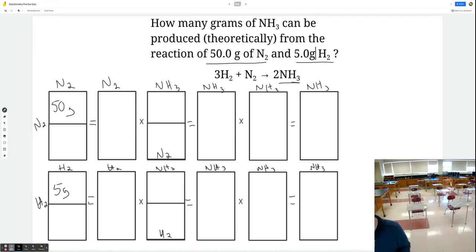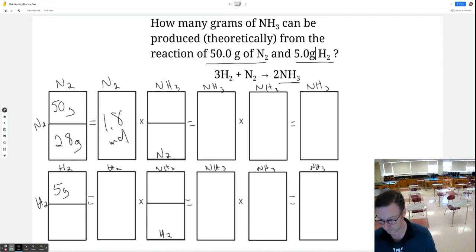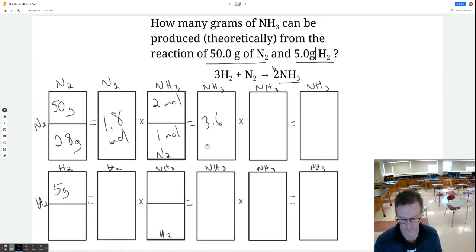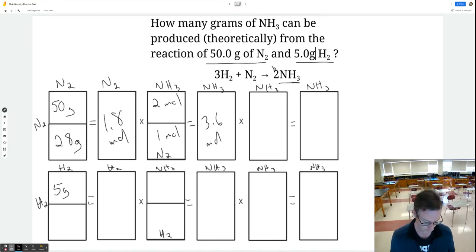All right, so grams of nitrogen gas. The molar mass of nitrogen is 28, which means we have roughly 1.8 rounded moles of nitrogen. The coefficients here, the coefficient of NH3 is 2. The coefficient of nitrogen is 1 mole. Okay, so 1.8 times 2 over 1, 3.6 moles. Okay, so for every 50 grams of nitrogen, we'll get 3.6 moles of ammonia.